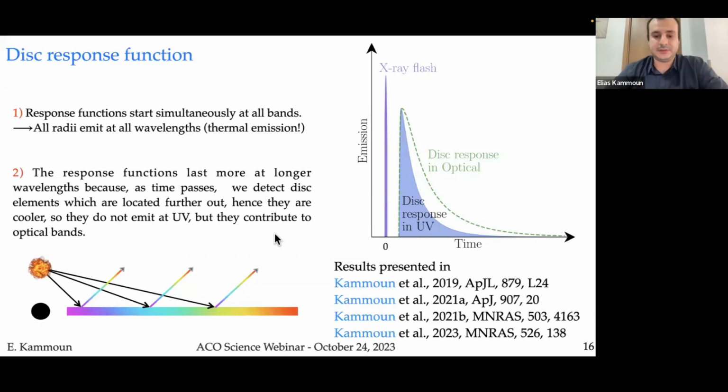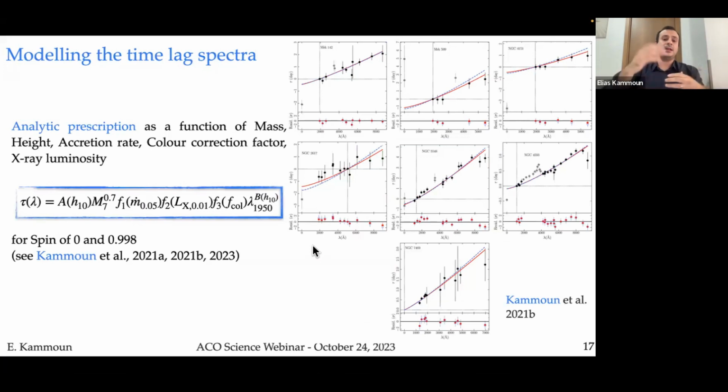These results were summarized in different papers that we've been publishing since 2019, dealing mainly with time lags. By analyzing the responses as a function of different properties of the system, like the mass, the height, the accretion rate, the color correction of the disk, the X-ray luminosity, etc., we could reconstruct a rather simple, maybe it does not look that simple, but a simple analytic prescription where we can see the correlation of the time lags as a function of the height, of the mass of the black hole, of the accretion rate, the X-ray luminosities, and the color correction. We've done that exercise for two spin values only, for a non-spinning black hole and a maximally spinning black hole.